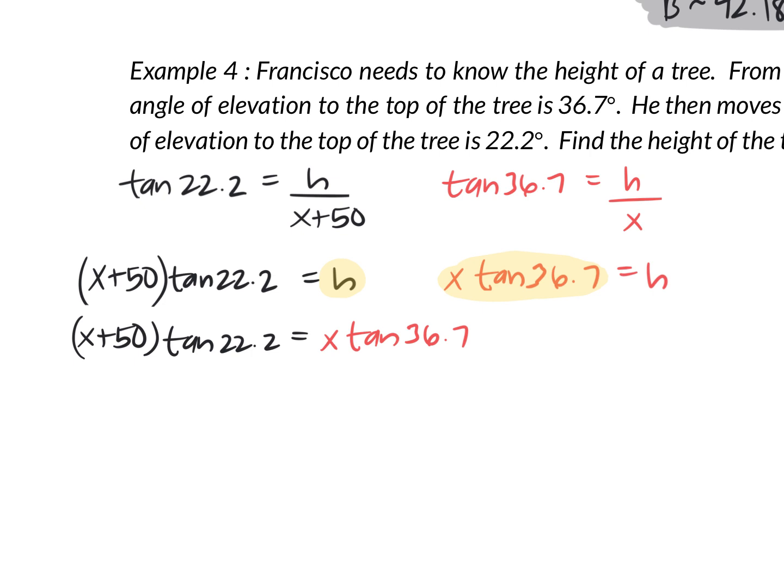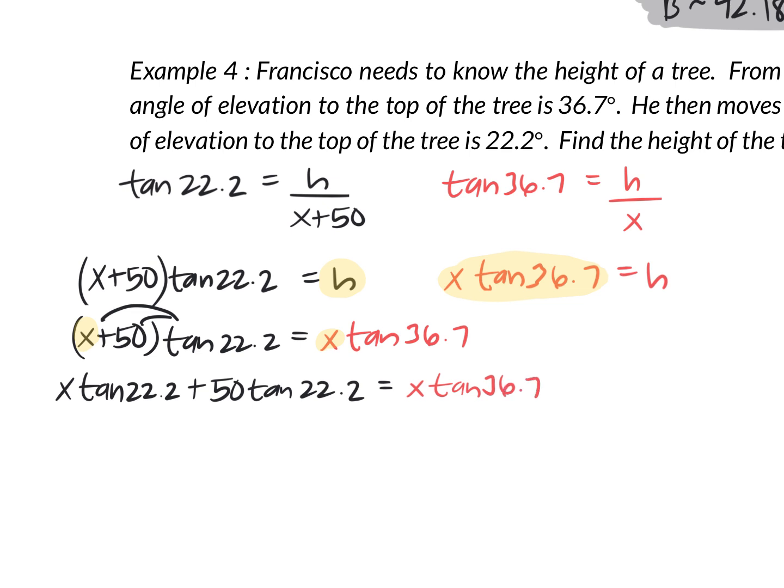Okay, but I have an x over here and I've got an x over here. I want to get all my x's together, but I've got this little set of parentheses here going on. So let's distribute this tangent of 22.2 to both x and 50. Again, tangent of 22.2 is really just a number. Think about it being like 5. Distribute the 5 to both of those things. So let's distribute that. I've got x times the tangent of 22.2 plus 50 tangent of 22.2, and that equals x tangent of 36.7.